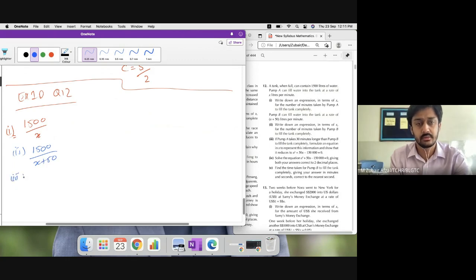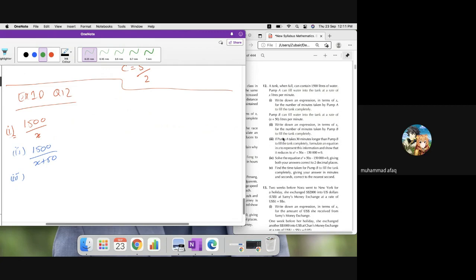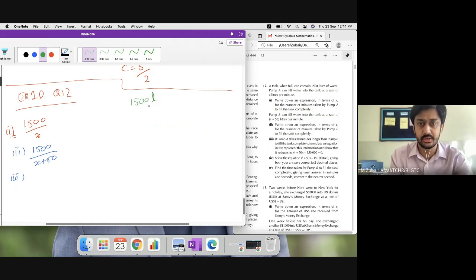Third part says, why did you divide 1500 liters by X and by X plus 50? But this is 1500 liters and X is liters per minute. And the question says total how many minutes. So when you divide liters by liters per minute, the liters will cancel out and you are left with minutes. That was the demand of the question. Total volume divided by rate gives the total time.